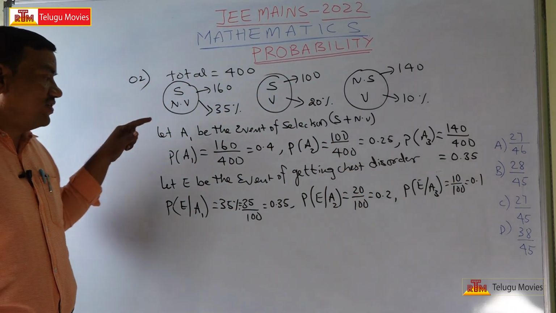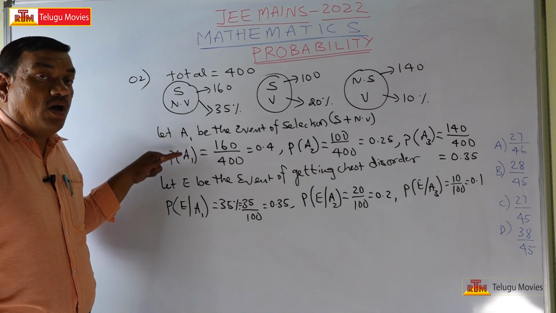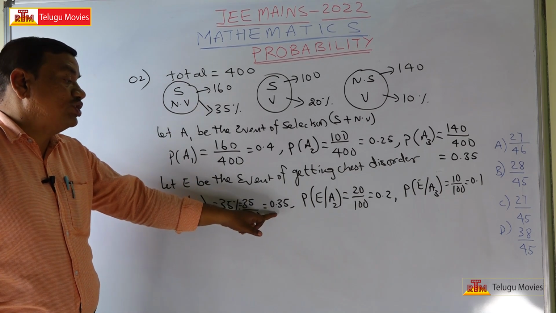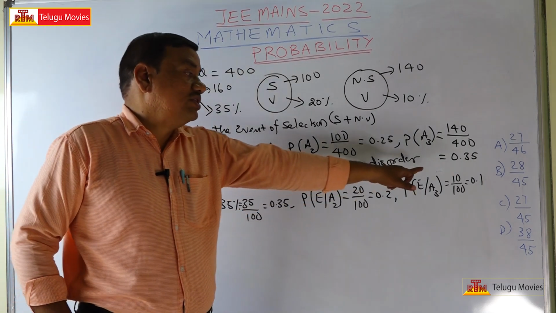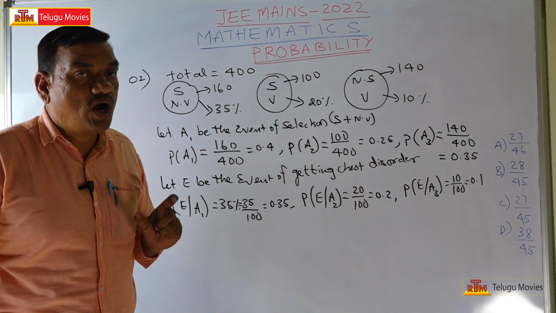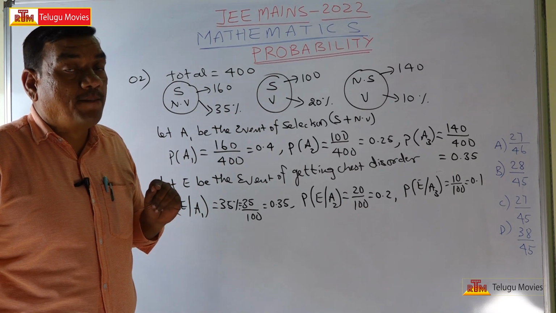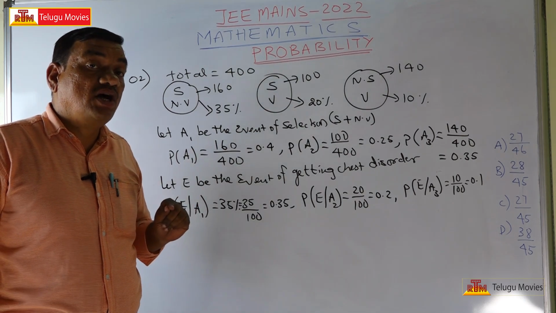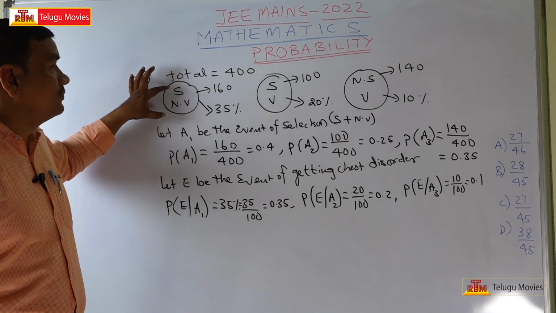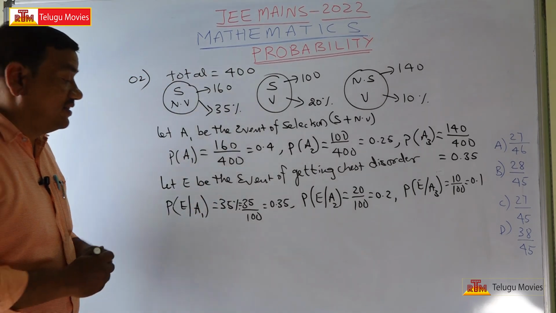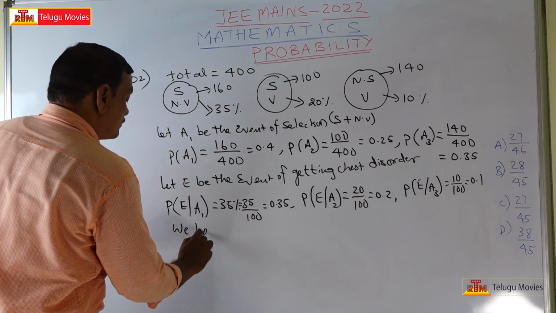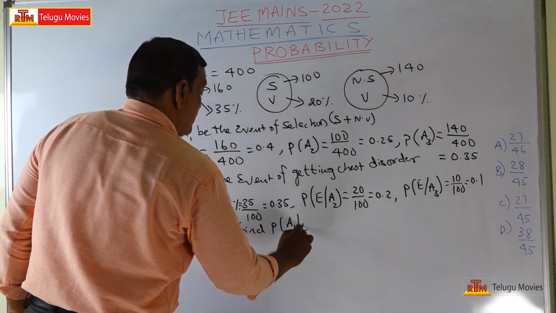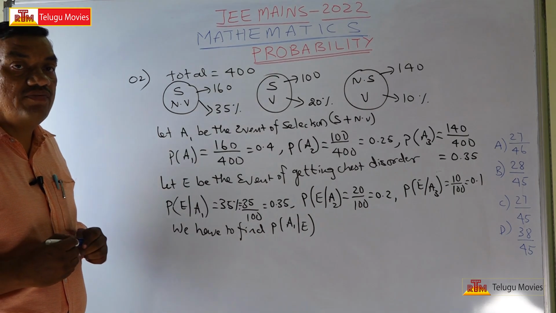So, understand this. First you are selecting a person, and then there is the event of getting a chest disorder. For this category it is 35%, that means 0.35. This is 0.2. This is 0.1. Now, what do you have to find out? We have to find the probability that the selected person is a smoker and non-vegetarian. That means we have to find the probability of A1 given E.